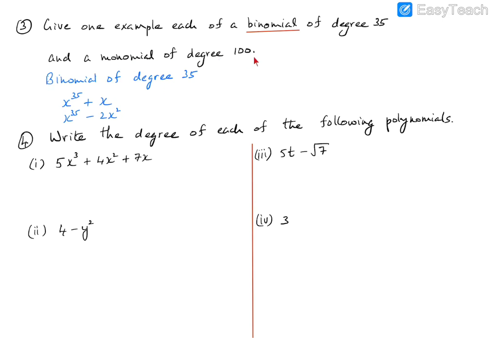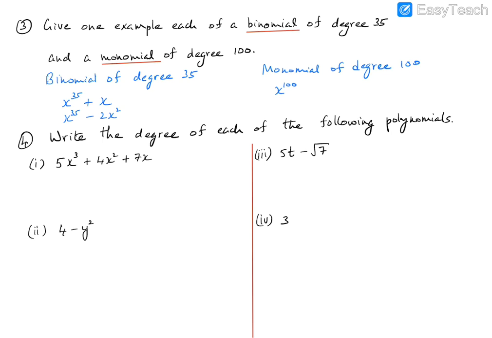Next we have a monomial of degree 100. So the second part of the question is we need a monomial of degree 100. And again, what is a monomial? It is a polynomial that contains only one term. Just as in the binomial we have two terms, in a monomial we have only one term. So let's write that. Monomial of degree 100. Monomial means we have only one term, so x power 100.